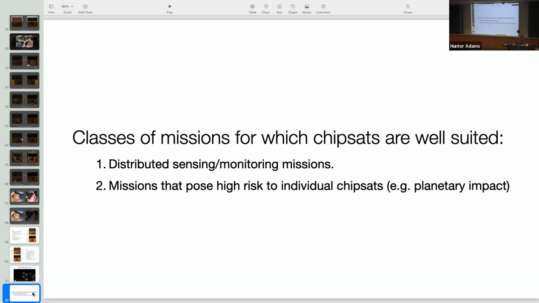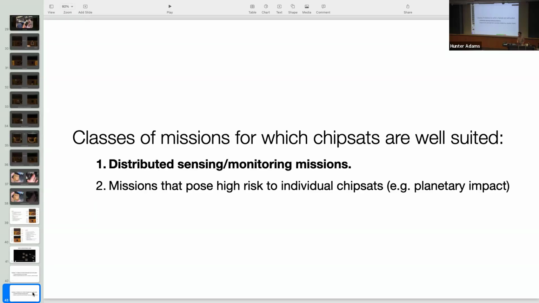The other flavor of mission that these are really useful for is missions that pose really high risk to individual chipsats. Because like I spoke to earlier, we can sort of embrace the statistics of failure here. They're so easy and cheap to manufacture that you could do a mission where the likelihood of failure for any individual chipsat might be 90%. Maybe you're just shooting them at the moon, right? 90% are going to fail on impact. But that's kind of okay. You can just figure out how many you need to shoot at the moon, and you launch that many. I want to talk a little bit about each of these.